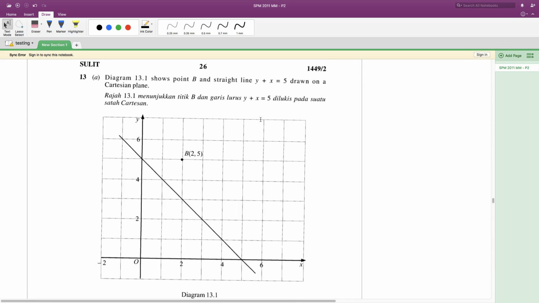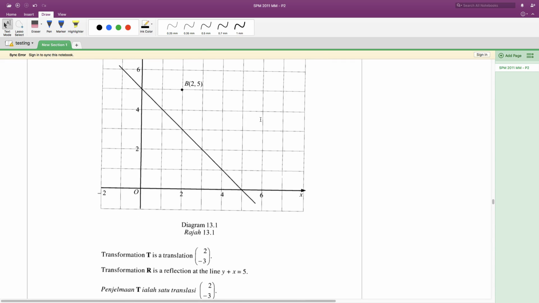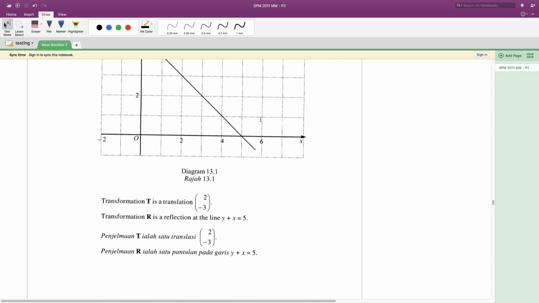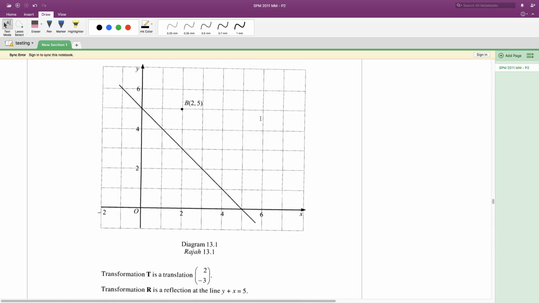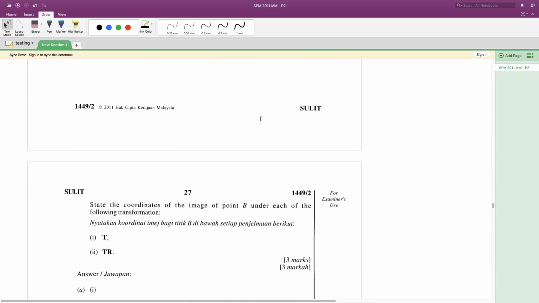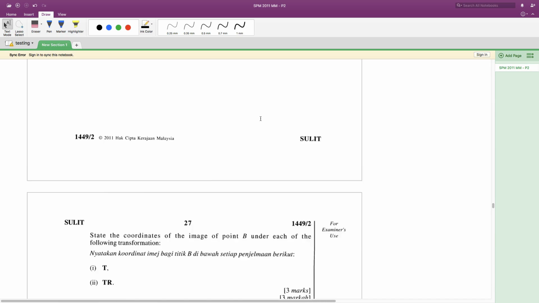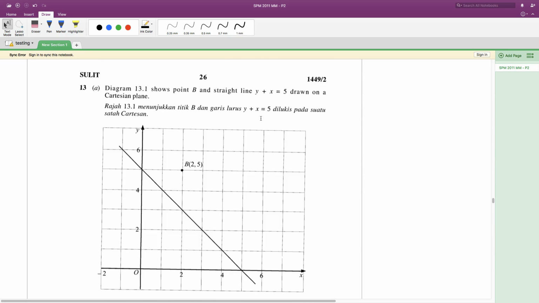Okay, 13.1, show the point B and y plus x equal to 5 drawn on the Cartesian plane. T is a transformation, the translation (2, -3), and R is a reflection on that line. Let's take the coordinate of the image of point P under T and TR. Okay, now we have T and TR.